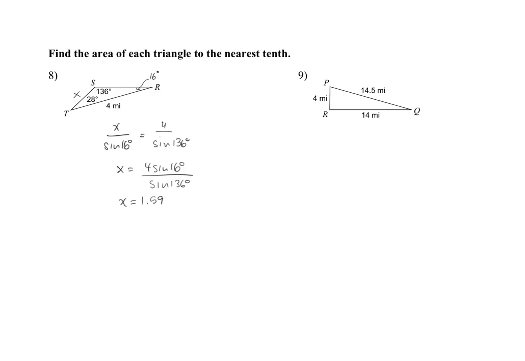So now I have a side angle side. So then the area is 1/2 of the product of the two given sides, times the sine of the angle between them. And that comes out as about 1.5 square miles.